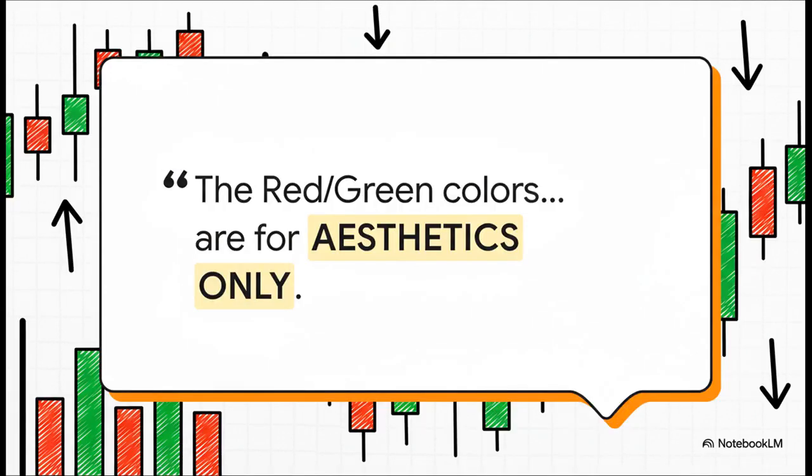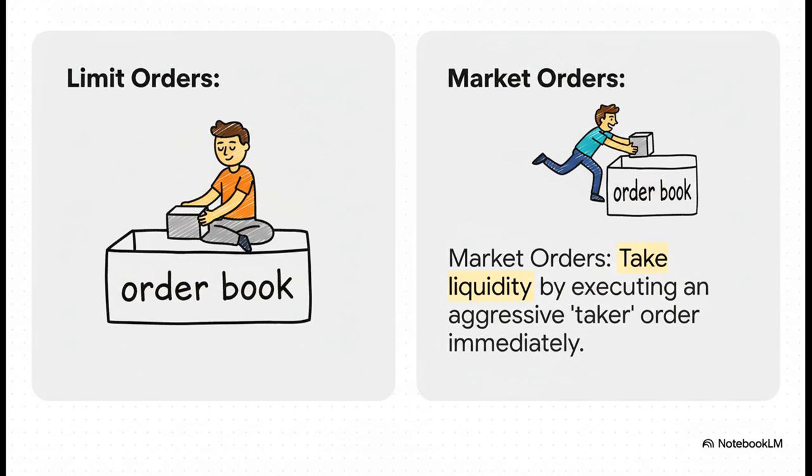Here's the real deal. The color of the volume bar is just for looks. It's window dressing. All it does is match the color of the price candle right above it. So if the price ticked up in that minute, the candle is green, and so the volume bar is green. It tells you nothing about whether there were more market buys or market sells. It's just a visual shortcut. That's it.